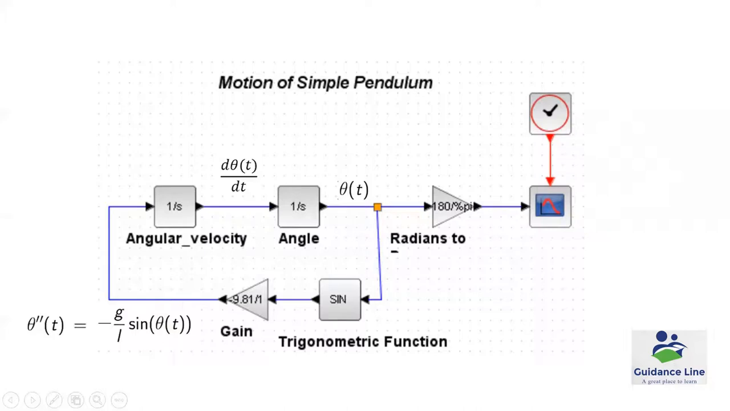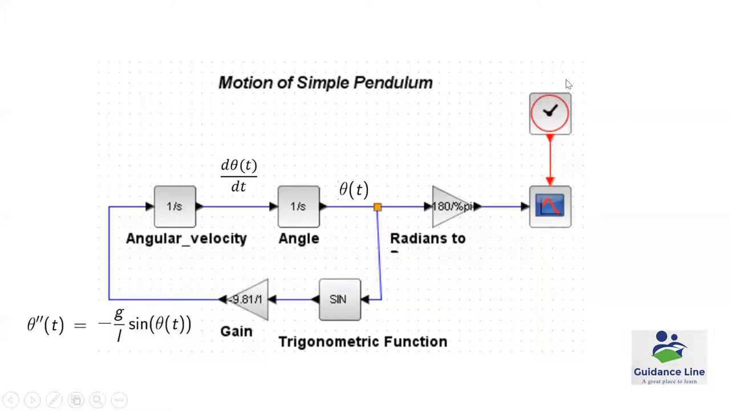As we know, theta double prime t represents d squared theta by dt square, so if we integrate that, we get d theta by dt. For representing an integral, or to perform an integration operation, we are using a 1 by s block. In the frequency domain, as we know, for calculating integration we require this 1 by s block. After the calculation of d theta by dt, we again provide one integral block that performs an integration and gives output theta t. We pass this output theta t to one more block, which converts theta from radians to degrees, and then we analyze our output in a Scicos block.